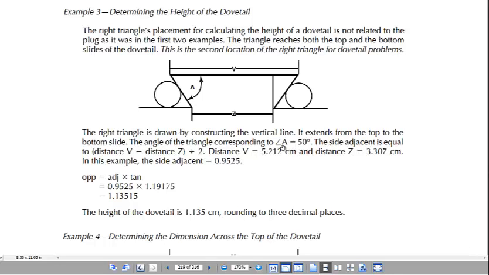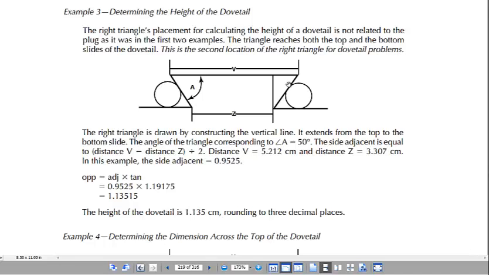To begin with, we're sticking with the A as 50 degrees. That's this angle. And Z is 3.307 centimeters, so that's what this is here. And then V is 5.212 centimeters, that's this distance here. They also give us in this the side adjacent, which is 9525 or 952.5. That means that this distance from here to here will be 0.9525 or 952.5.